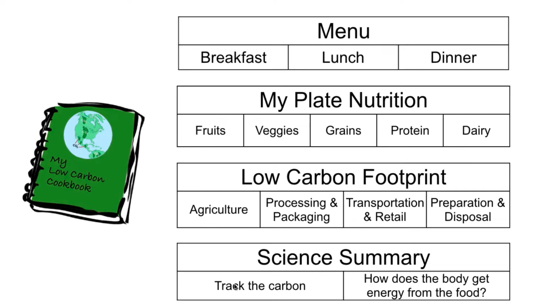Then they'll pick one ingredient and describe where its carbon comes from and where the carbon's going to end up after the meal. They'll also summarize how their body gets energy from the food.